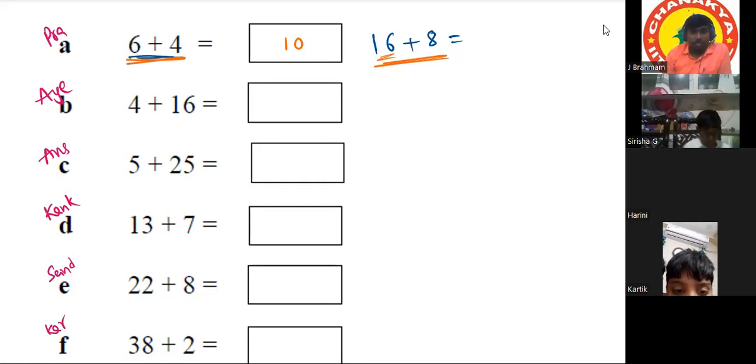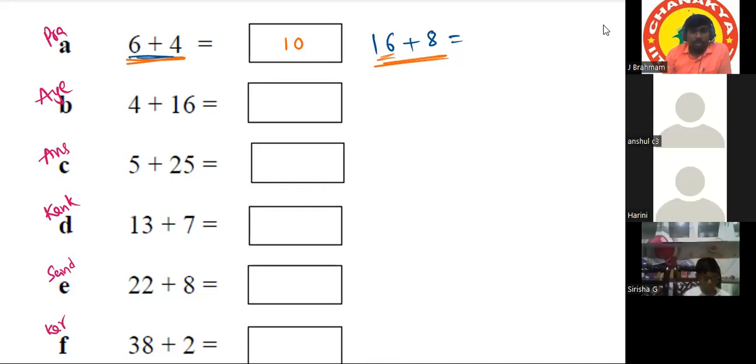Kanksha, are you ready? Yes, sir. Just let me explain this question, and later you can explain. See, I'm going to complete 8. To complete 8, I need 2, and after taking 2, it will become 10. And that 2 is taken from 16. That's why this becomes 14. And this 14 plus 10 is 24. That is the answer.